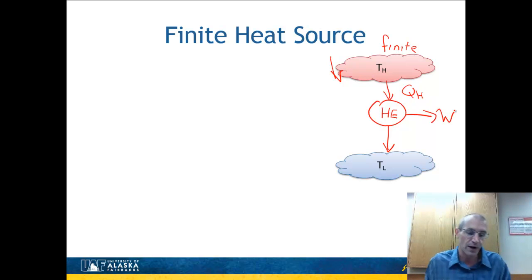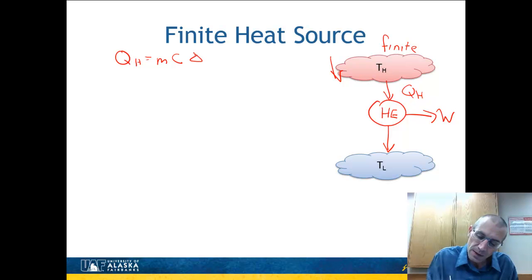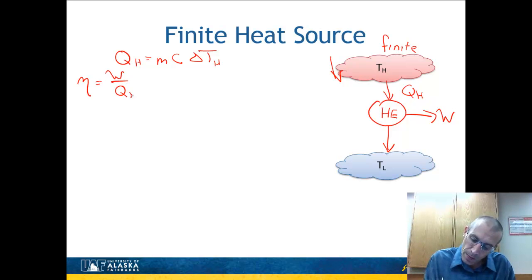Here's the work being generated. But we're going to consider the source to be finite. So as I remove QH, temperature drops, and if I want to know how much it is, I can write a first law energy balance. It says QH is equal to mc delta T. That would be delta T of the high temperature source. And the efficiency of this heat engine is going to change as TH changes. So we know the efficiency of the heat engine is the work over QH. Now, QH is changing, so we're going to have to do an integral of that.